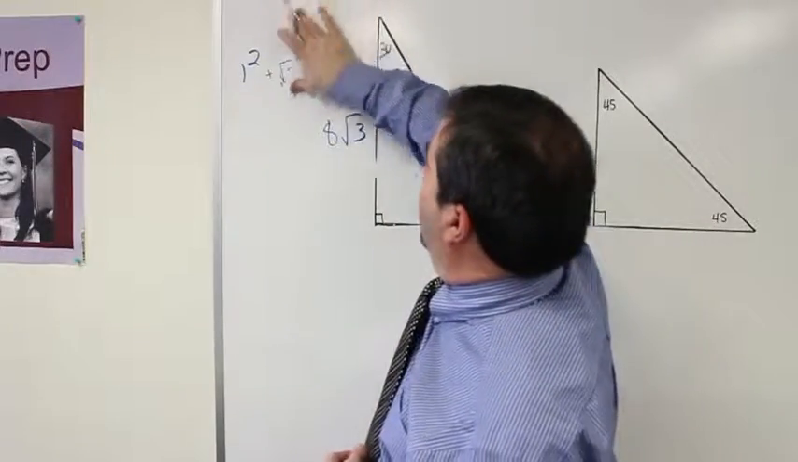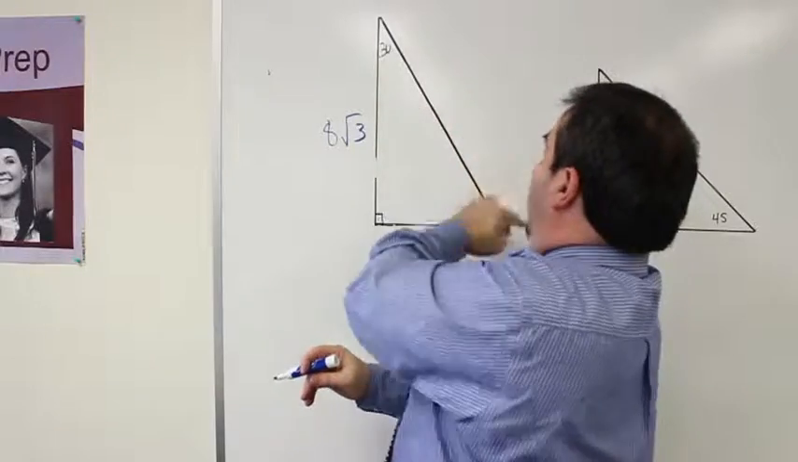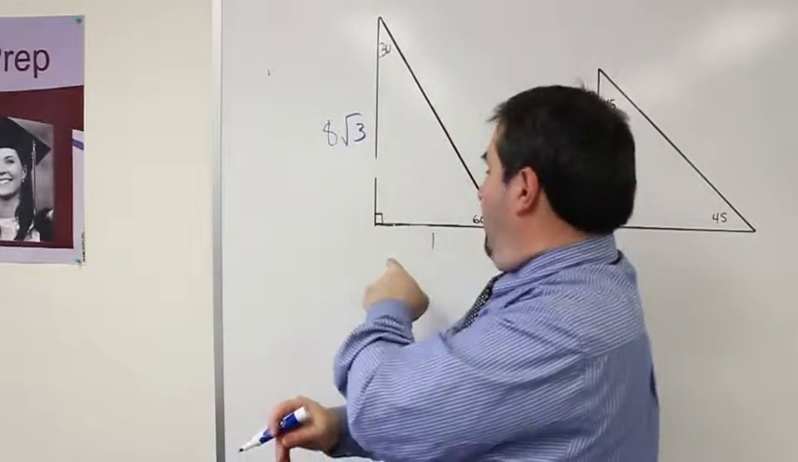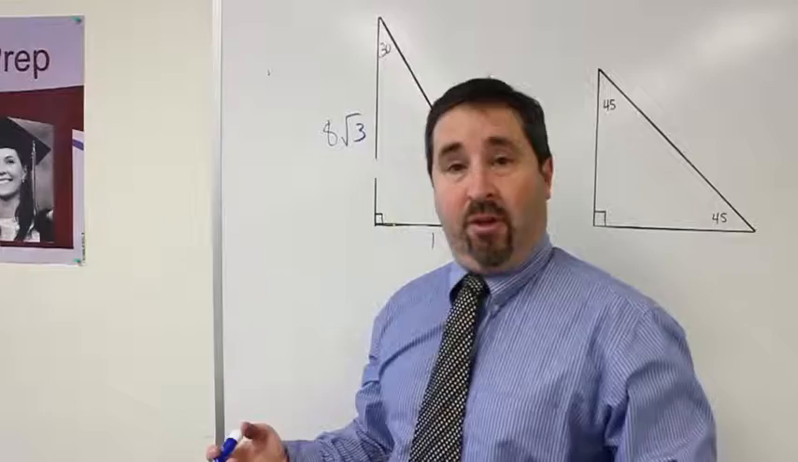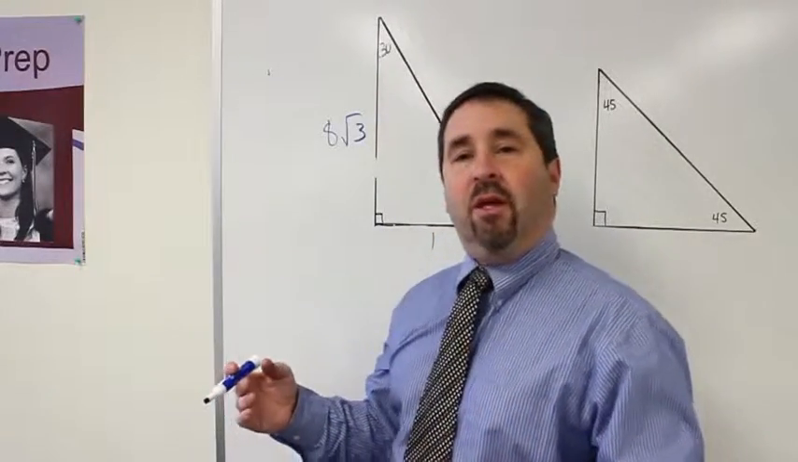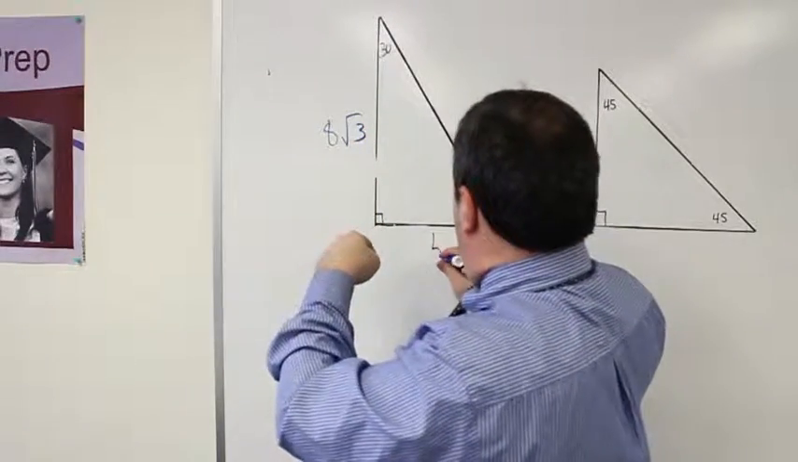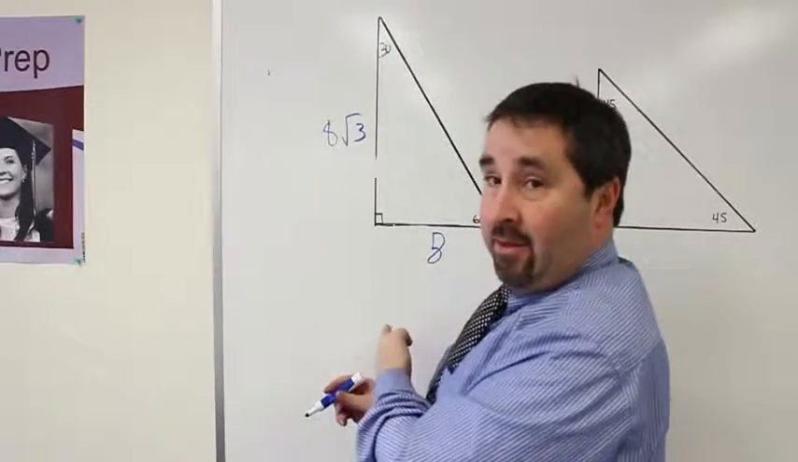Maybe they'll tell you that you're looking at a 30, 60, 90 triangle with one side opposite the 60 of 8 root 3. They'll ask you for the other sides. Here's how you go about it. You know the proportion is root 3 to 1. If this is 8 root 3, this lower side is now 8.